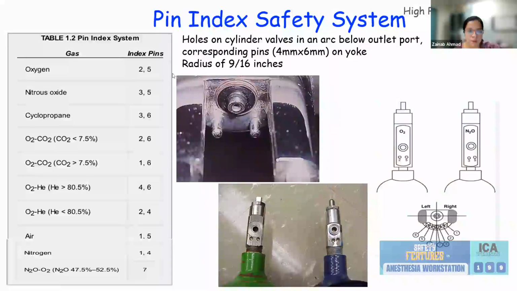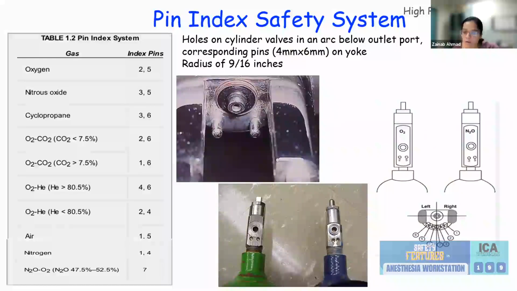All the gases are now designated by their index pins. If you want to remember, the 3 gases you can easily remember. You can start with air. Air is 1,5, oxygen is 2,5, nitrous oxide is 3,5. So the pins are present in the yoke assembly and the corresponding holes are present in the cylinder. No cylinder comes without these holes.